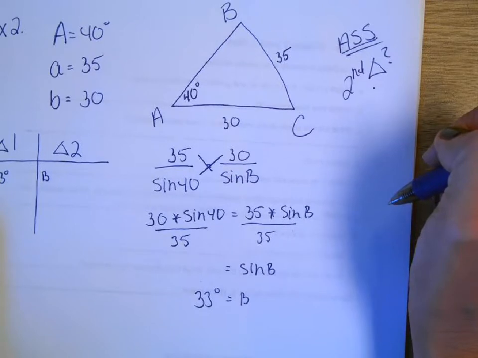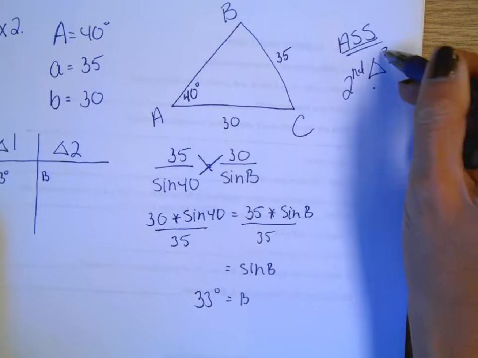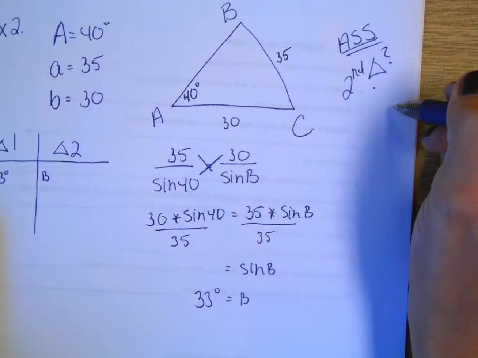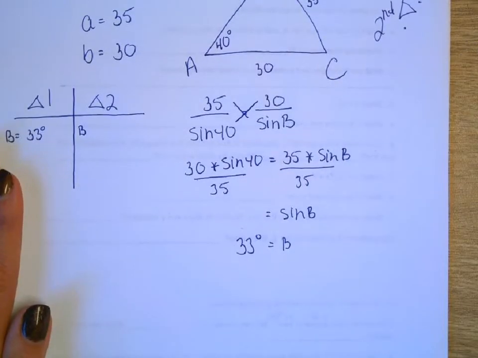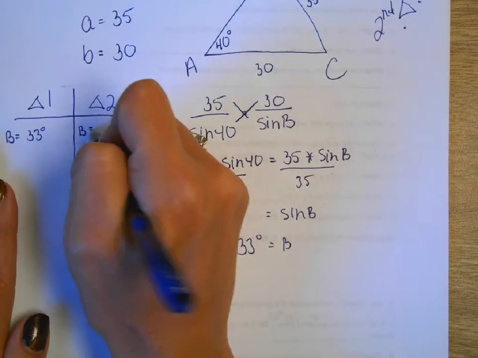Will there always be a second triangle? No, there may be a second triangle. That's why you have to check. How do you know there's not a second triangle? You don't yet, because we haven't done everything yet.